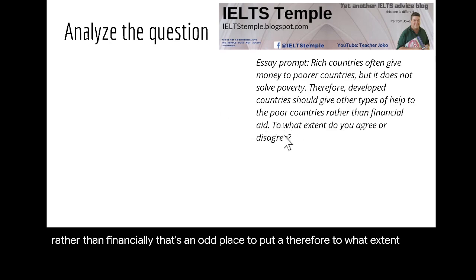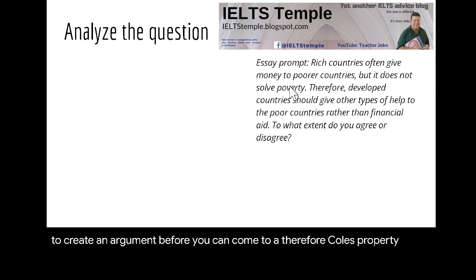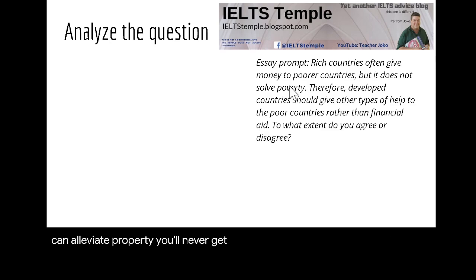To what extent do you agree or disagree? I would say I would disagree because you can't put a therefore there. You haven't really established anything yet. You need to create an argument before you can come to a therefore. And who is going to solve poverty? You can alleviate poverty. You'll never get rid of it.